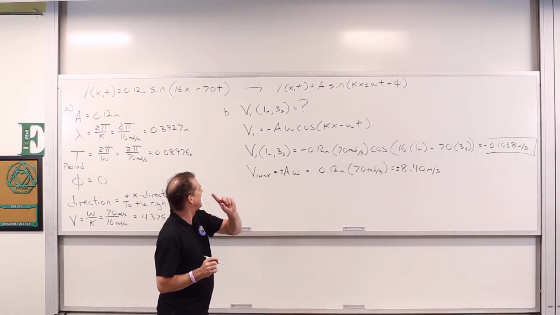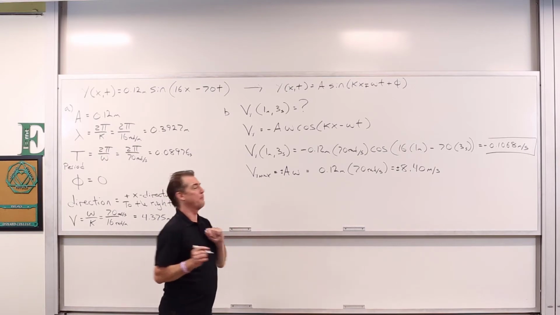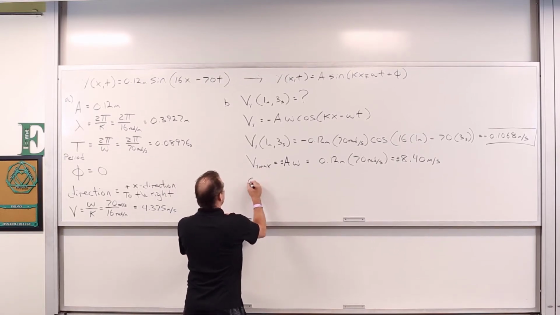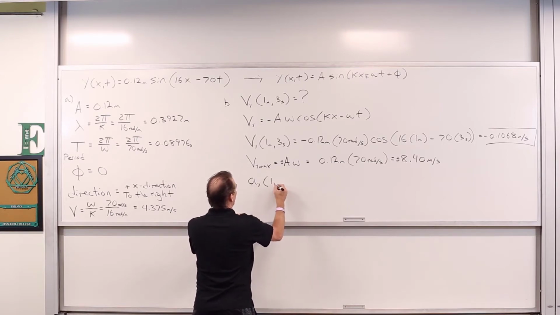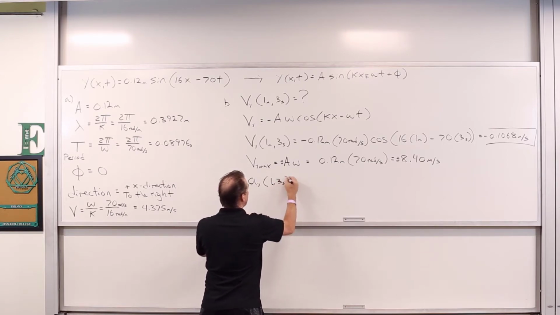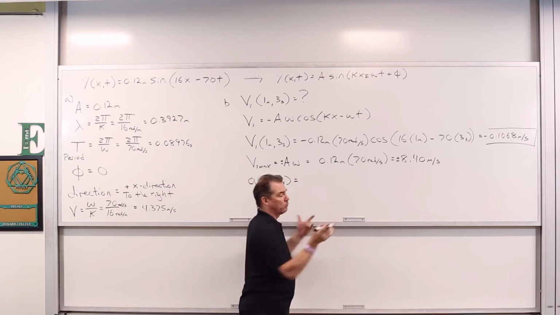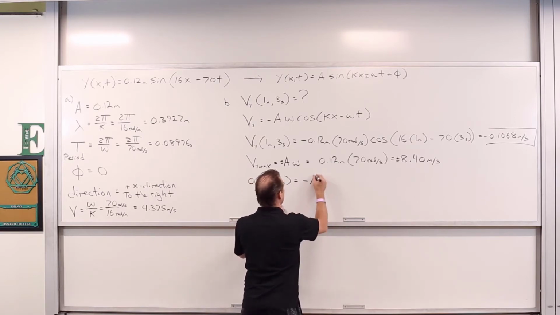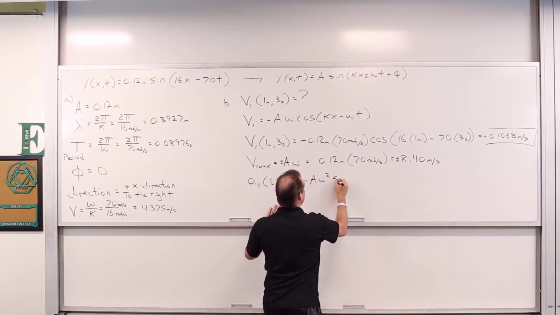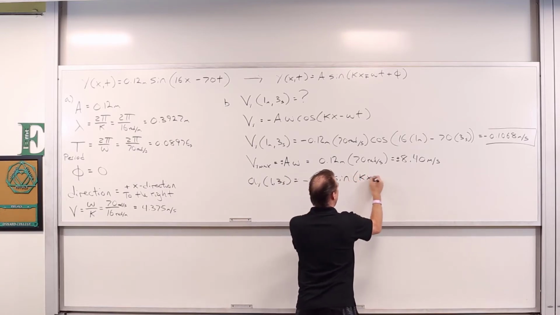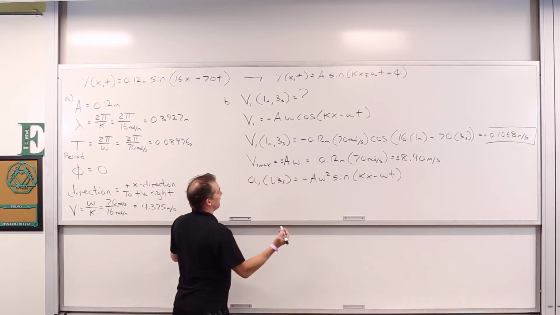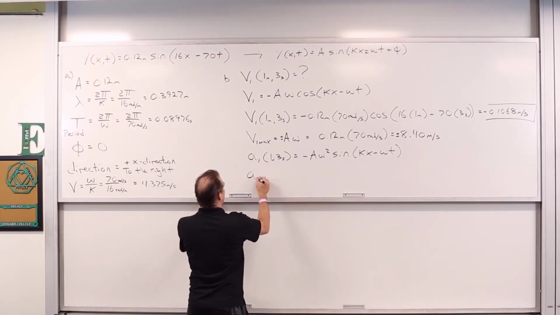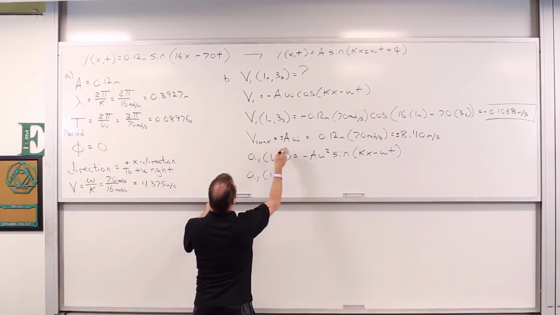But let's get what the transverse acceleration is at that point. A sub y at 1 meter, 3 seconds is going to be equal to, well, the transverse acceleration is negative a omega squared times the sine of kx minus omega t. So if we go ahead and evaluate this, we've got ourselves a sub y, and this was just in general.